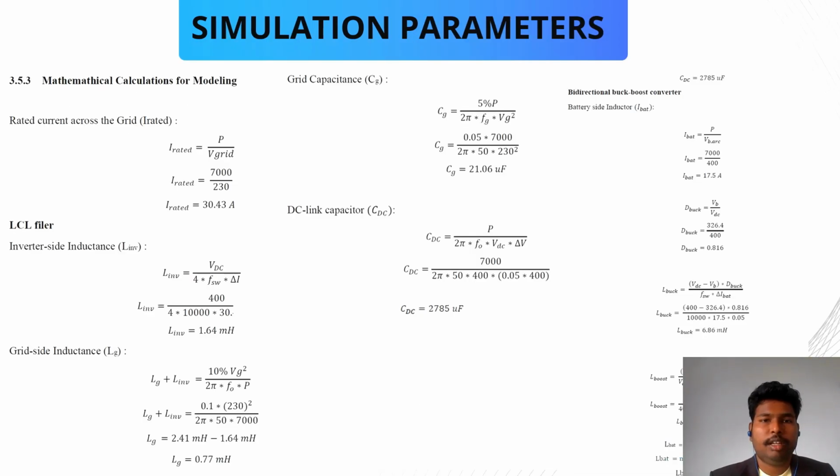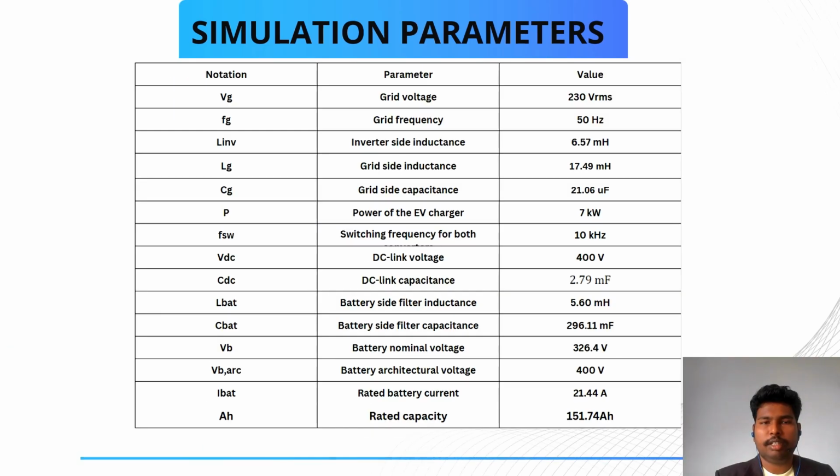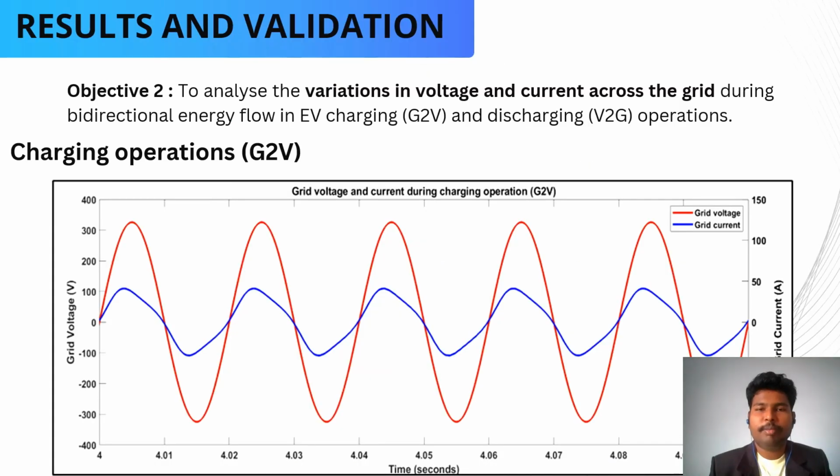To proceed, we have to calculate the simulation parameters for the modeling. It begins from calculating the LCL filter, bidirectional buck boost converter components, and also the DC link components. These are the simulation parameters that we obtained from the calculation. Now we will proceed with the result and validation section. Previously, we accomplished objective 1, which is to model and simulate the bidirectional EV charger model. Now we'll proceed with the results we obtained from the simulations.